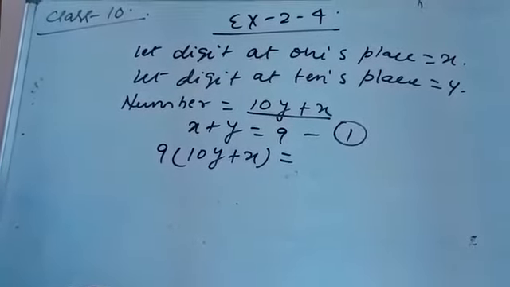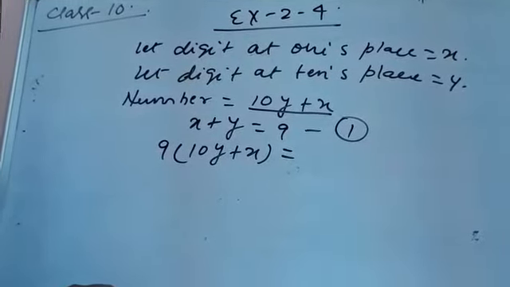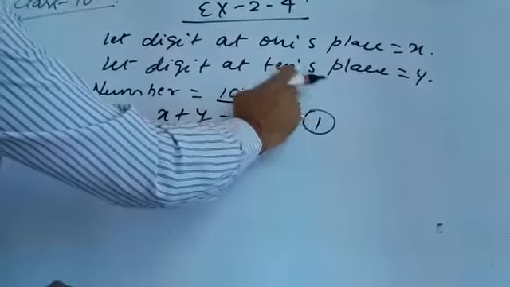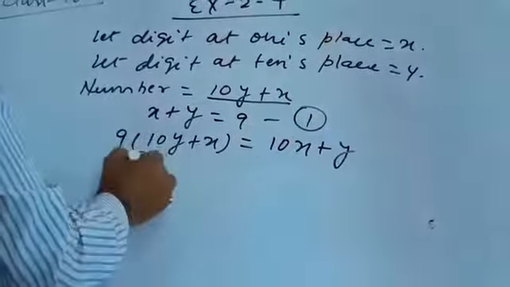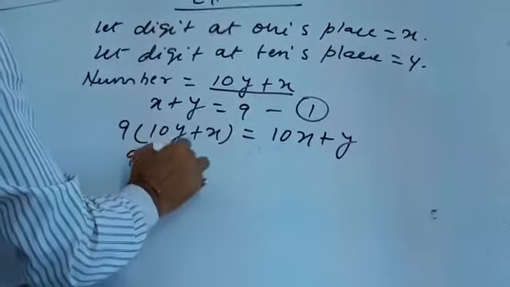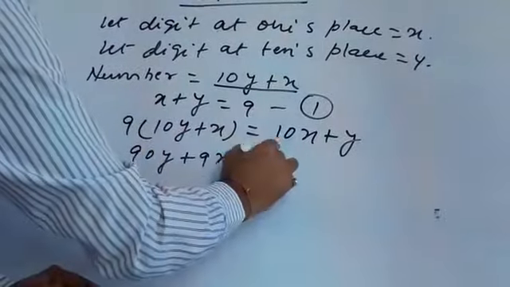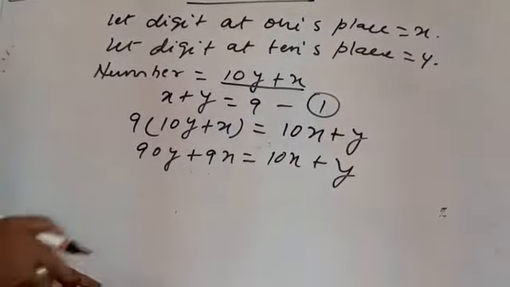Obtained by reversing the order of the digits. It means when we are reversing the digits, this would come at the tens place and this would come at the ones place. So this is 10x plus y. So this is 90y plus 9x is equal to 10x plus y.